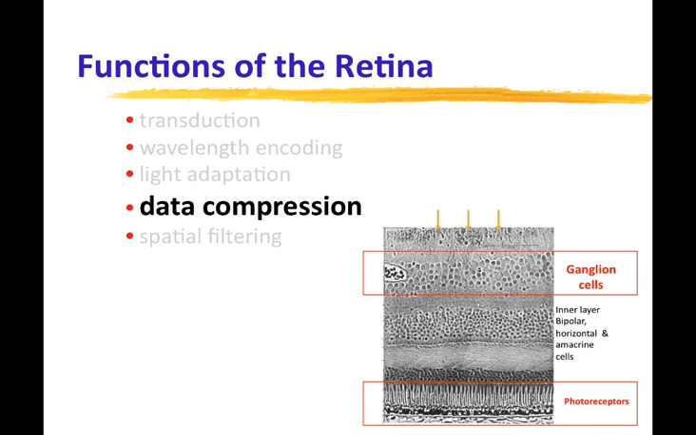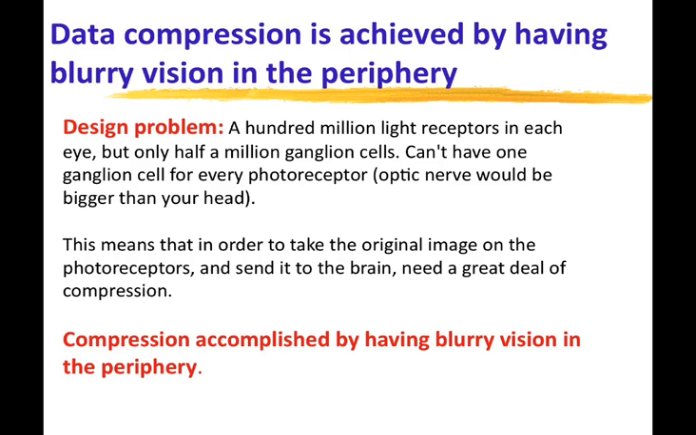So here we're in data compression, and just to reiterate the point that I just said, we have another design problem in the retina. We have 100 million photoreceptors in the eye, but only 500,000 to 1 million ganglion cells, and the main reason is that we cannot have a ganglion cell for each photoreceptor, because that means that your optic nerve would probably be bigger than your head, or conversely, you'd need a really huge head.